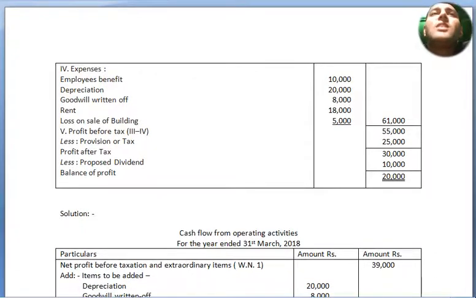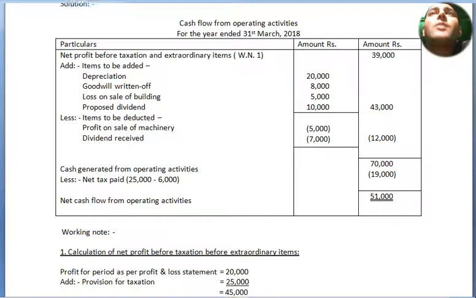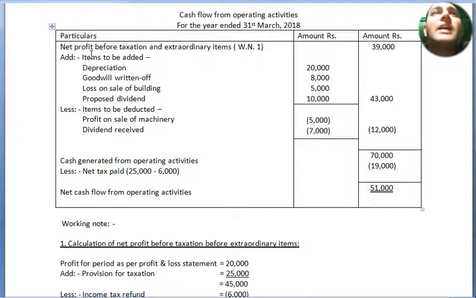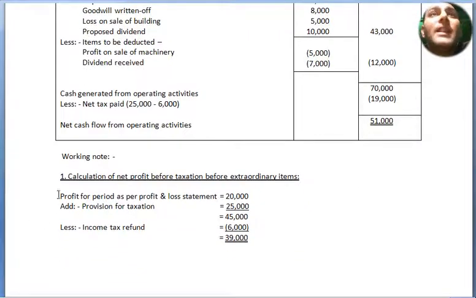Now we have to do the calculation of cash flow from operating activities. Net profit before taxation and extraordinary items, Working Note 1, we got 39,000. How did we get it? Let's see. Calculation of net profit before taxation and before extraordinary items. As per the profit and loss statement, we got a balance of 20,000. We add back 25,000 provision for taxation. Now our total is 45,000. Then less income tax refund 6,000. We got profit before extraordinary items and before taxation of 39,000.